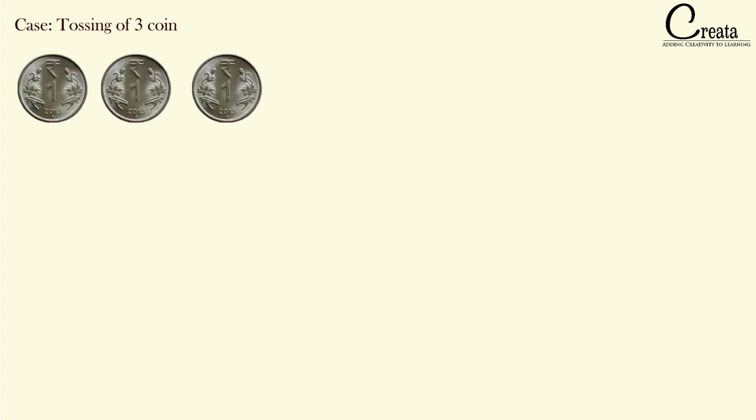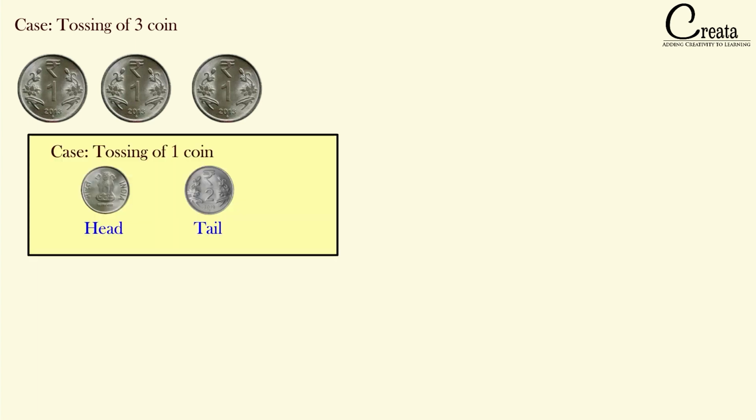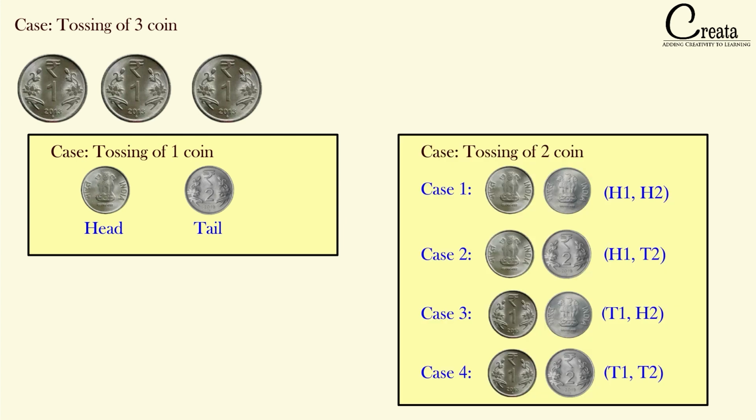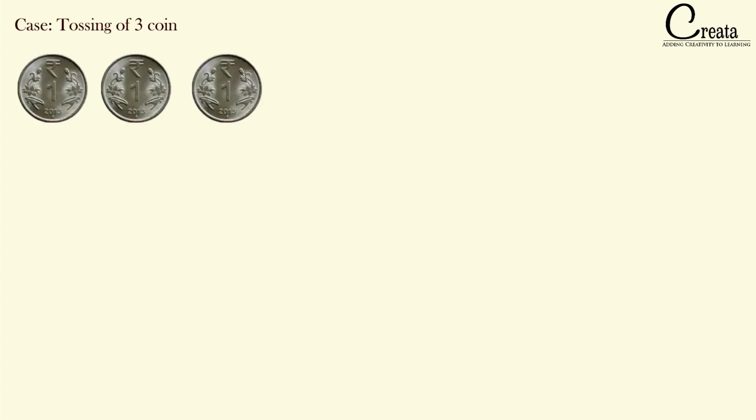Let's see the case of 3 coins. We are having 3 coins. So coin number 1, coin number 2 and coin number 3. So what are the different scenarios or the cases that we can get when we toss the 3 coins? In the single coin case, we are getting 2 output, head and tail. In the 2 coins, we are getting total 4 cases. Last observation that we have seen. In the 3 coins, let's see how many cases we can get. How we will proceed with the same.